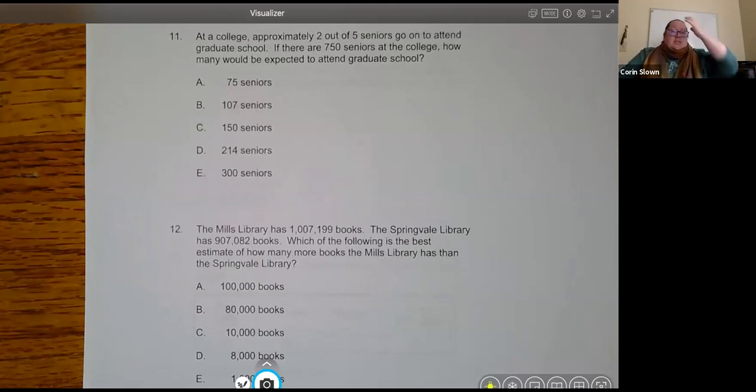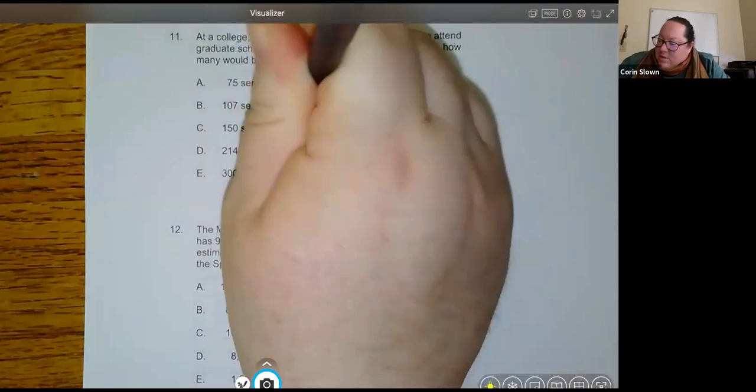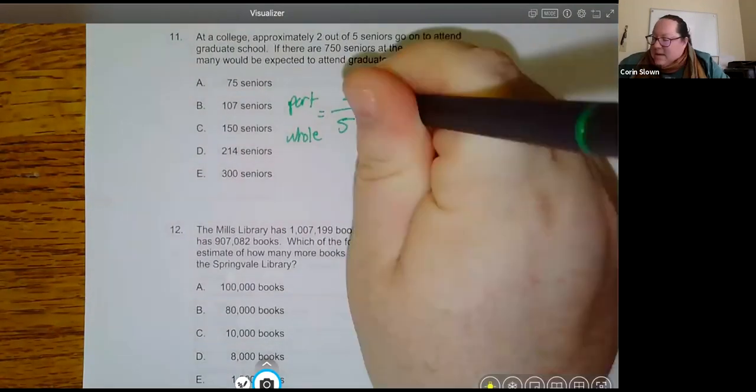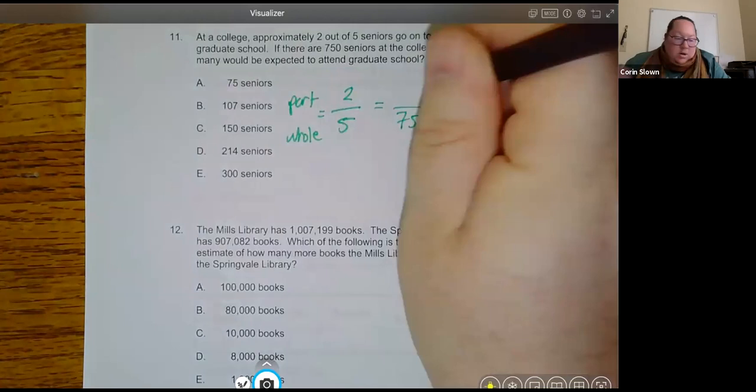At a college, approximately 2 out of 5 seniors go on to attend graduate school. If there are 750 seniors at the college, how many would be expected to attend graduate school? This is a great example of a problem where we've got a ratio. We have 2 out of 5, so this is our part out of the whole. Then they say if there are 750 seniors at the college, how many would you expect to attend graduate school? So we have 750 total. That's our whole, and we need to figure out our part.